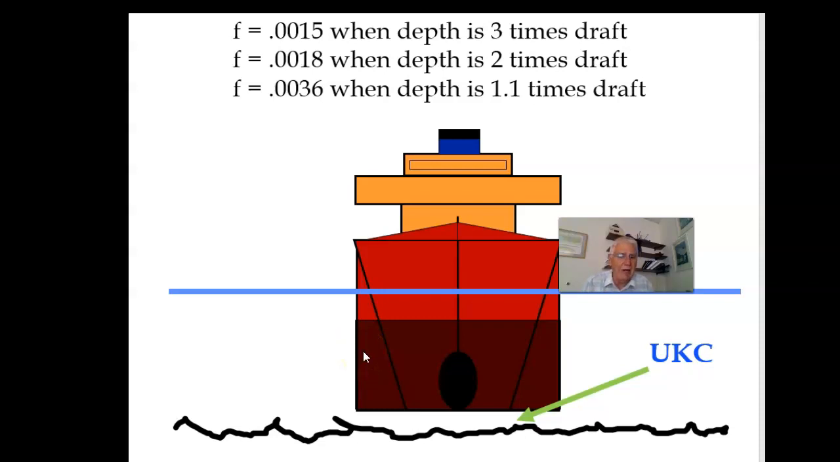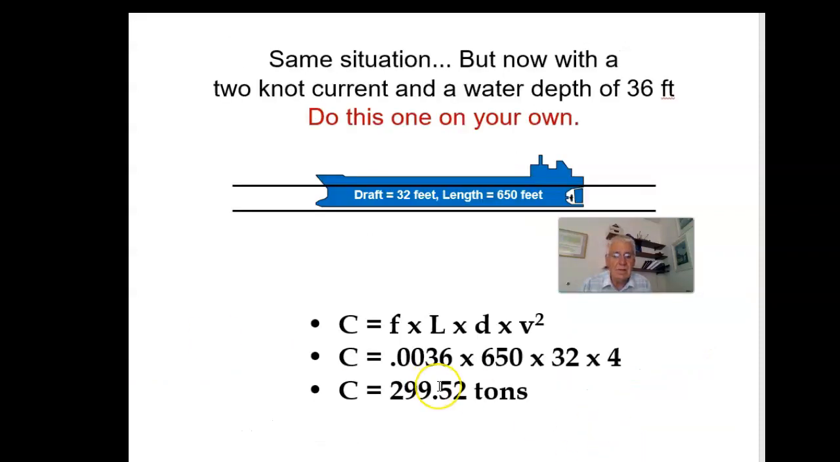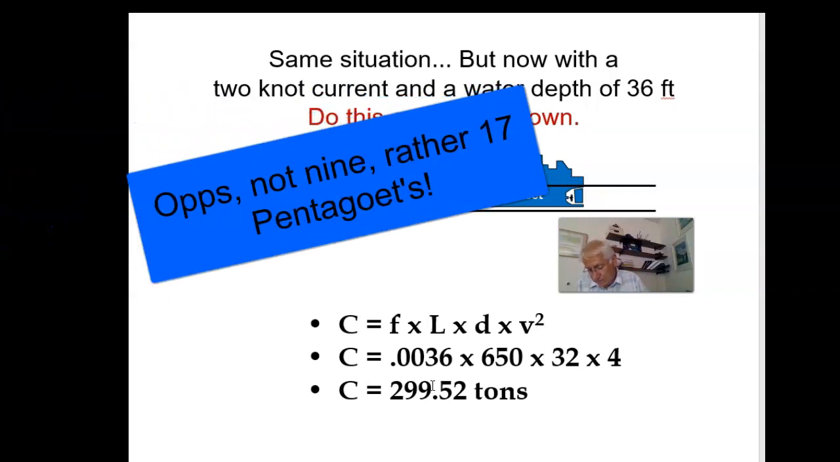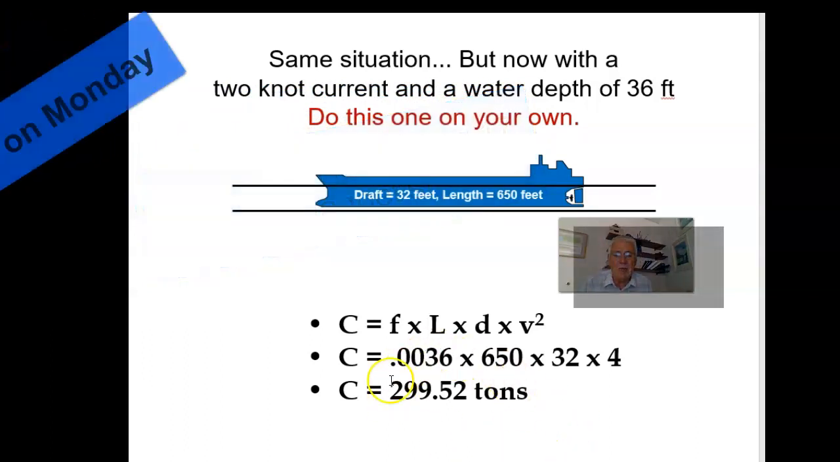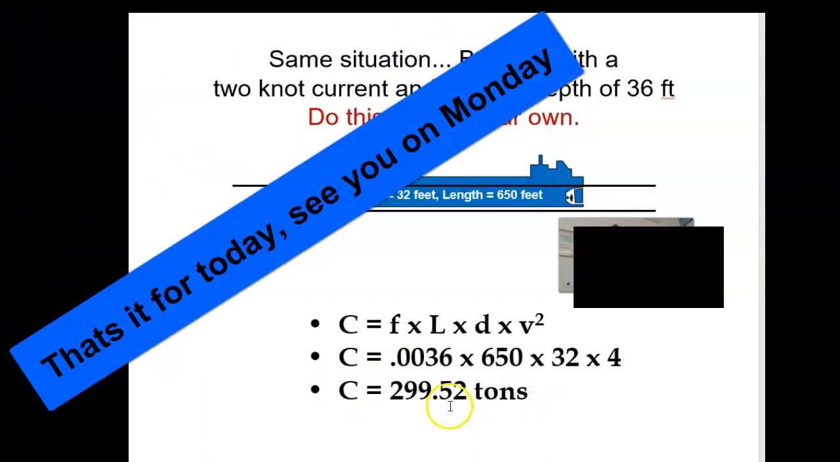It can't spread out around the vessel. It can't go under the vessel. So that's why we have this big increase. Those are huge numbers. 300 tons of current force. 9 Pentagoets. Holy smokes. No, did I say that wrong? 17 Pentagoets. 17 Pentagoets. That's what that equals right there. 300 tons, 299.52.